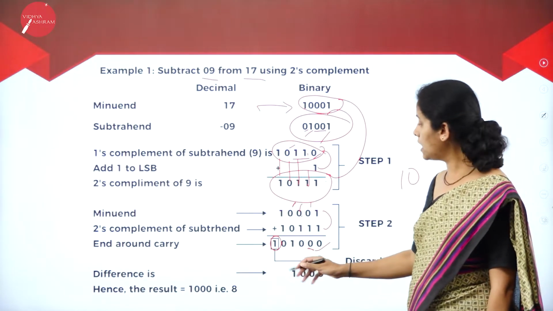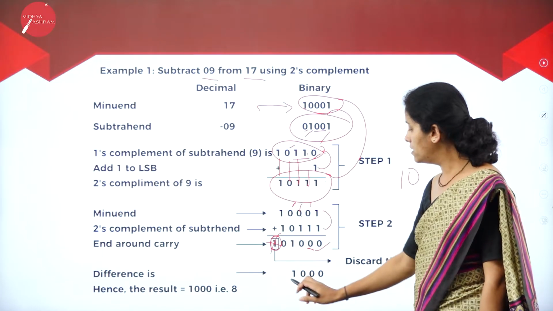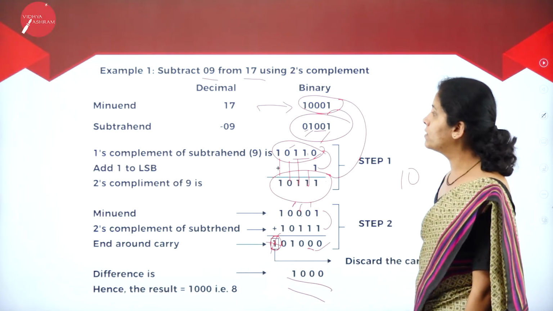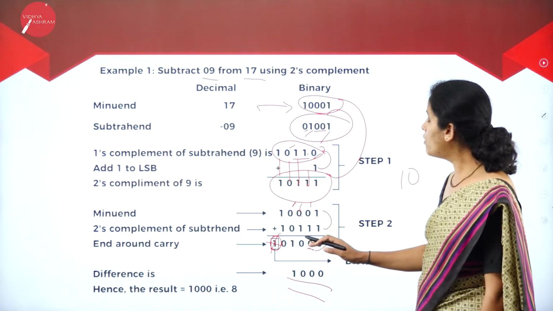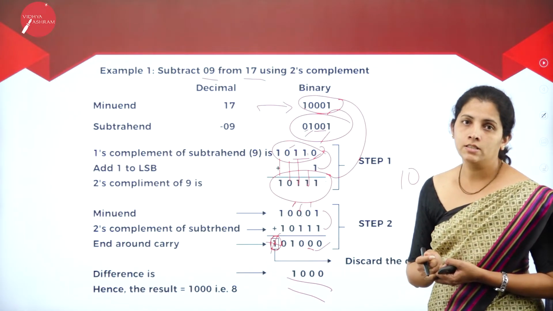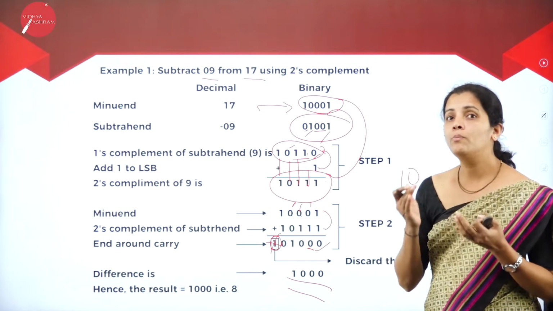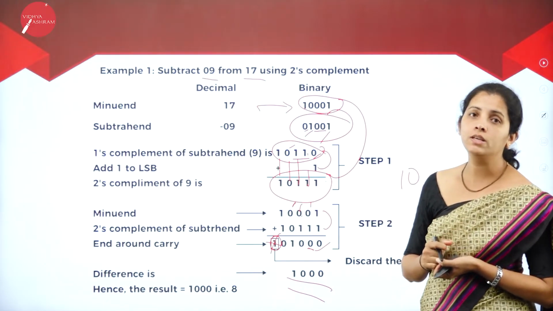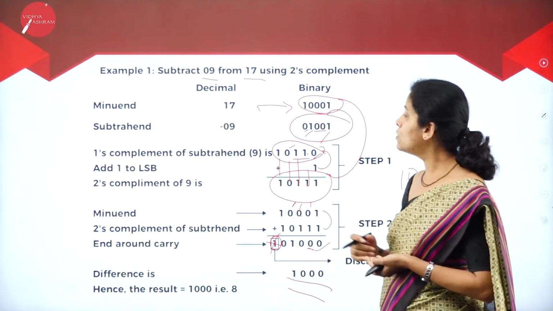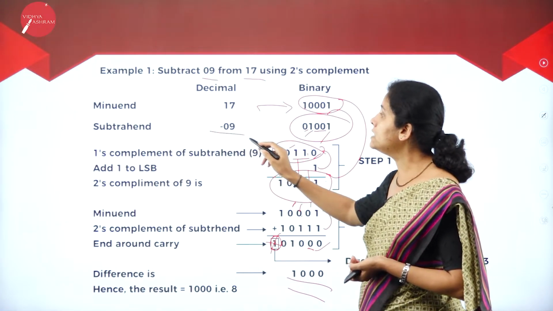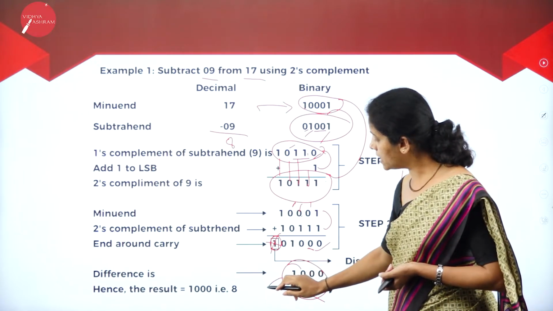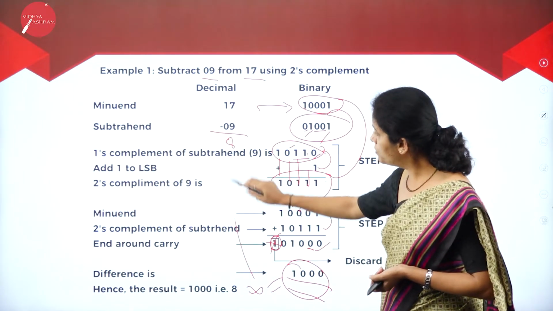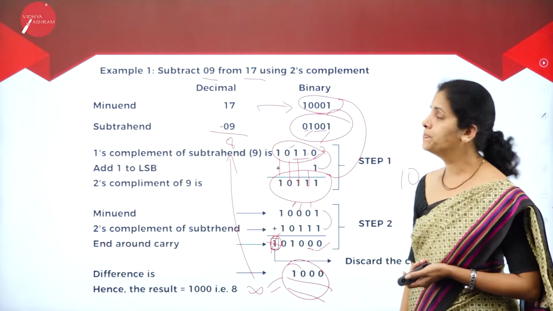I want to discard the carry. So, it is 4. This is the way I can perform the subtraction, that is, binary subtraction using 2's complement. So, 17 minus 9 is 8. So, what's the value here? That is 8. So, both are the same.